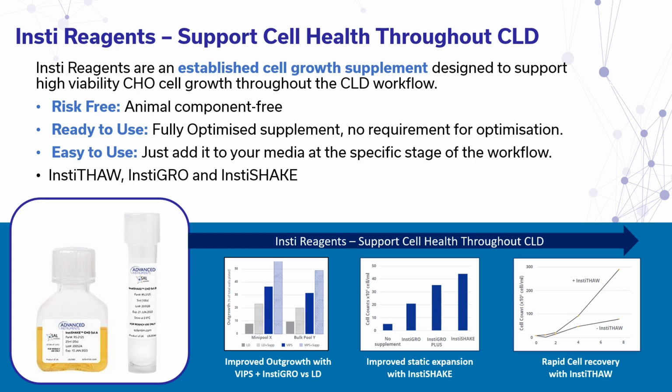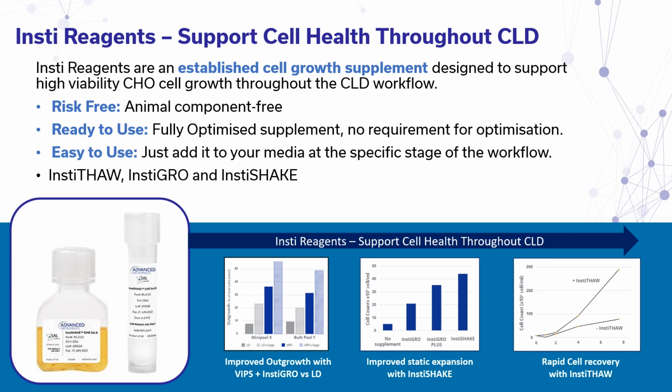The InstiCHO reagents are established cell growth supplements which are animal component free and are all provided with the appropriate certifications. The supplements are fully optimized and ready to use, so there is no requirement to further optimize the concentration for your specific CHO cell type. The reagents can simply be added to the media at the appropriate stage of the workflow.